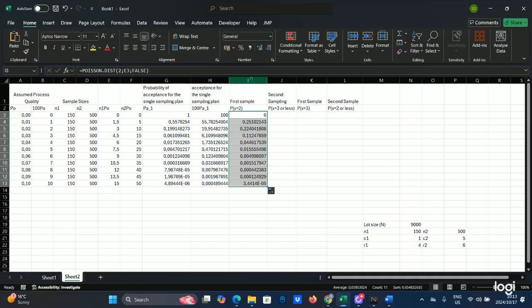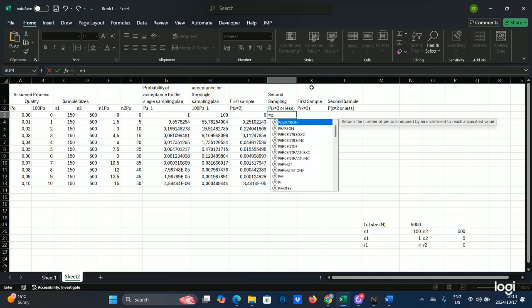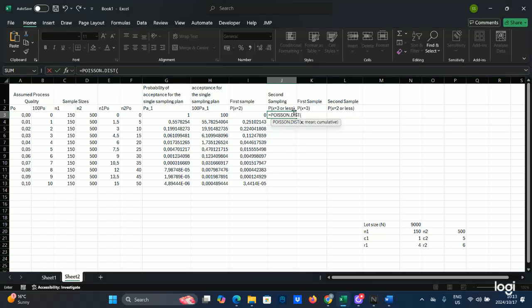So now, after you are done with it, let's say they found 2 in the first sampling. In the second sampling, you have to find 3 or less, right? So now you say equals, and you're going to use the Poisson distribution. They found 3, so X is going to be 3 or less, and the mean is for the second sampling, which means you're going to consider the NPO for the second sampling.